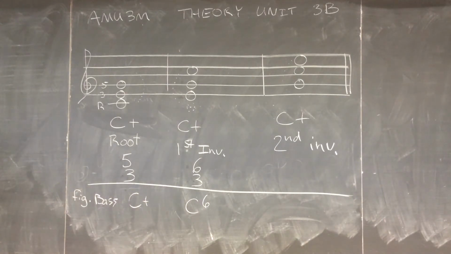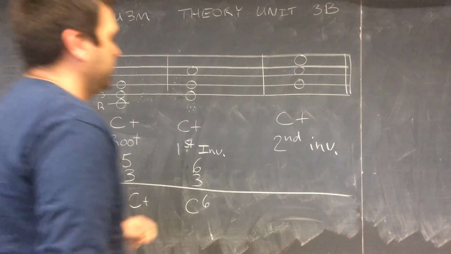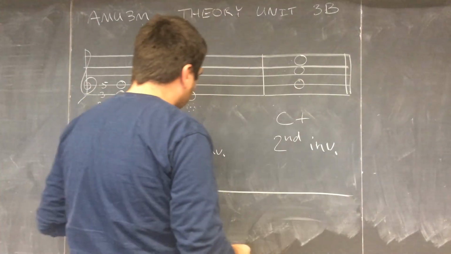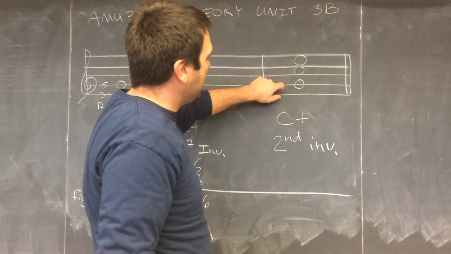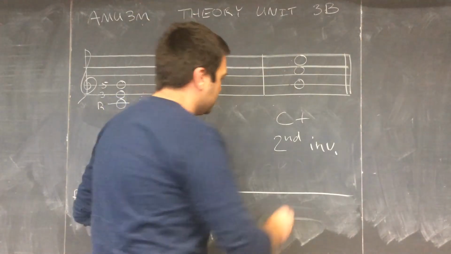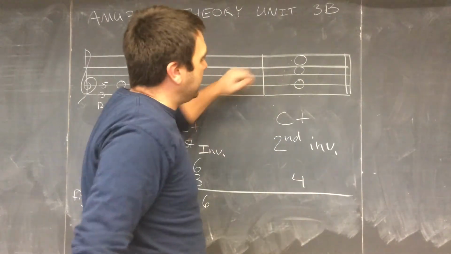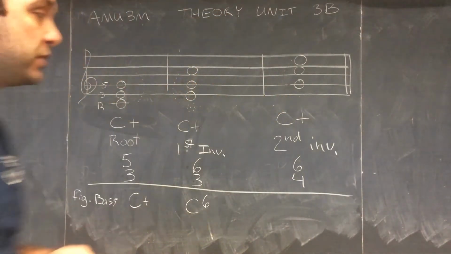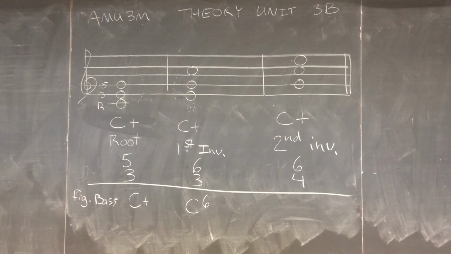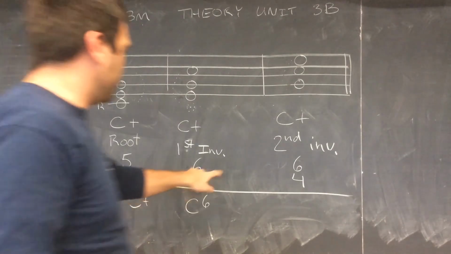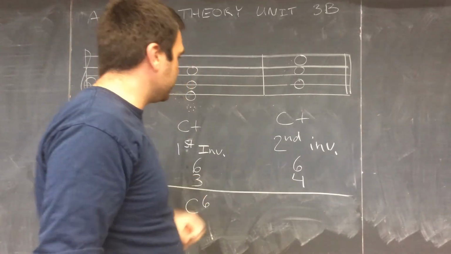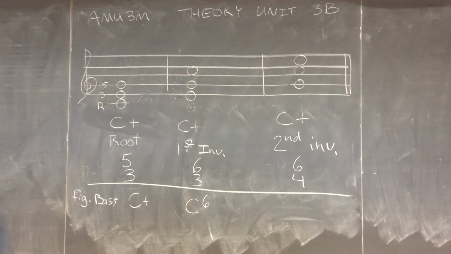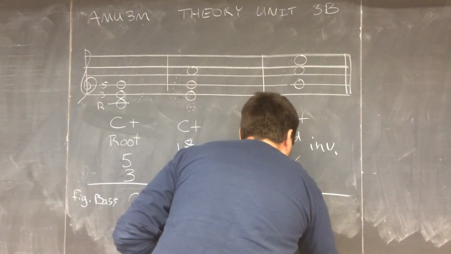And second inversion, if you notice the distance, so if we're looking at our numbers again, going from G to a C, that's the distance of a fourth. And then the distance from a G to an E is an interval of a sixth. So this one is actually 6 over 4. Because we already have the number 6 here, and these numbers are different, we do actually need to use both of those numbers when we're using figured bass.